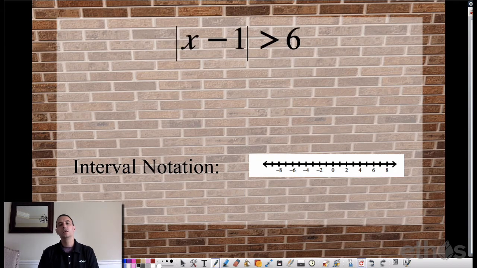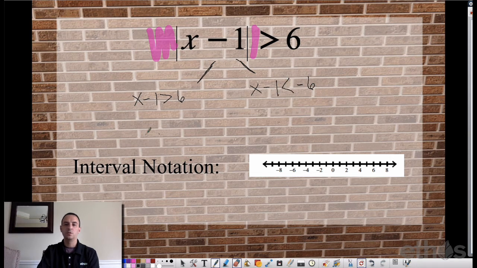So let's take a look at one that has a couple more steps involved. So is it isolated? Yes. So this is the only thing. There's nothing outside. There's nothing out here. So it means there's nothing to isolate. It's okay to have that one over there. So now we're going to create those two different cases. X minus 1 is greater than 6, and x minus 1, let me write myself neatly, is less than -6. And that's what the two different cases look like.